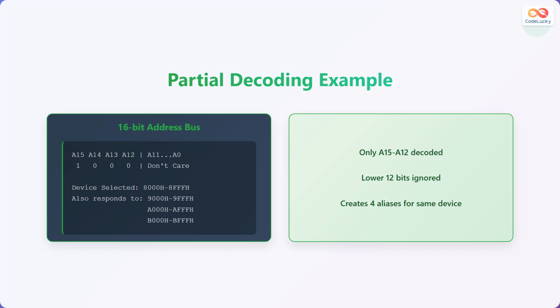Here's an example of partial decoding using a 16-bit address bus. If address lines A15 through A12 are set to 1, 0, 0, and 0 respectively, and the lower 12 bits are ignored, then the device is selected for the address range 8000H to 8FFFH. However, due to the partial decoding, the same device will also respond to 9000H to 9FFFH, A000H to AFFFH, and B000H to BFFFH. This creates 4 aliases for the same device.